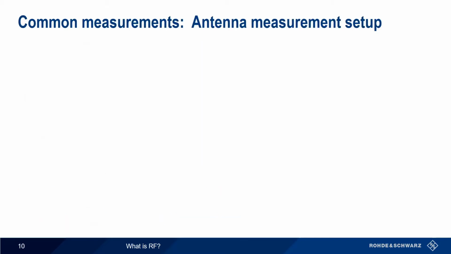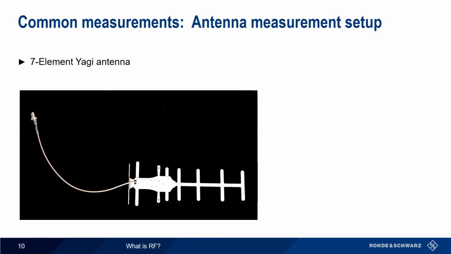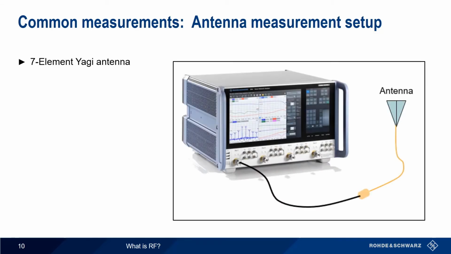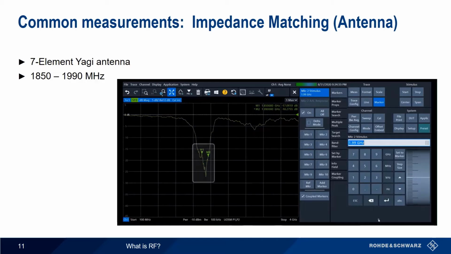In this first measurement example, the frequency response of a small 7-element Yagi antenna is measured. The setup is simple. The antenna is simply connected to port 1 of a calibrated VNA, and the antenna under test is positioned in an area free of reflections or else placed in an RF test chamber. In this example, the manufacturer specifies an operating frequency range of 1850 to 1990 MHz. When measured, the VNA markers show that the return loss is better than 15 dB in this frequency range.